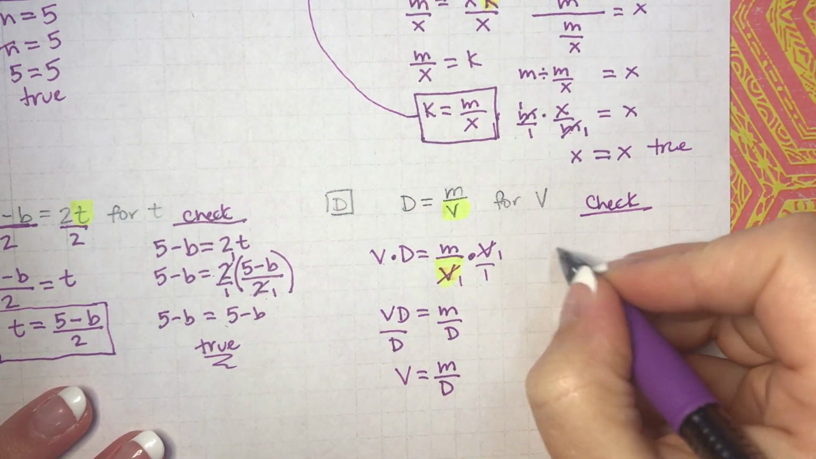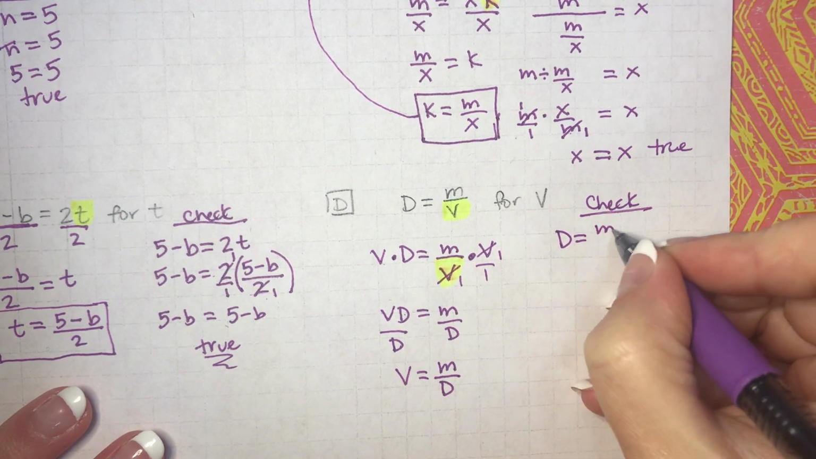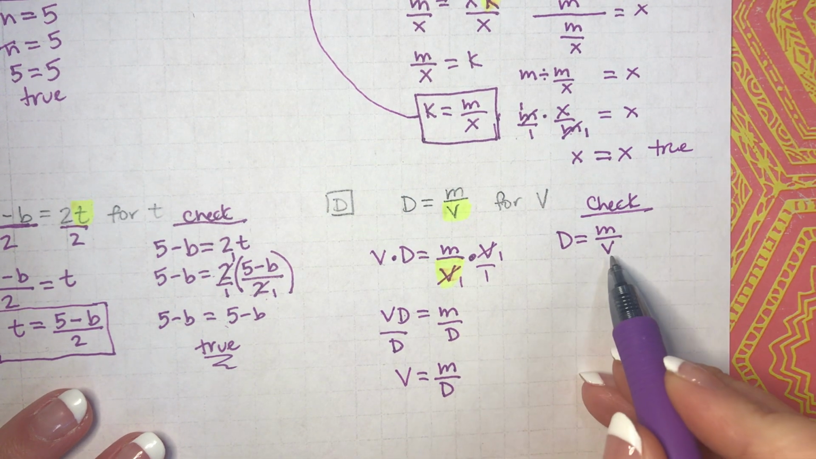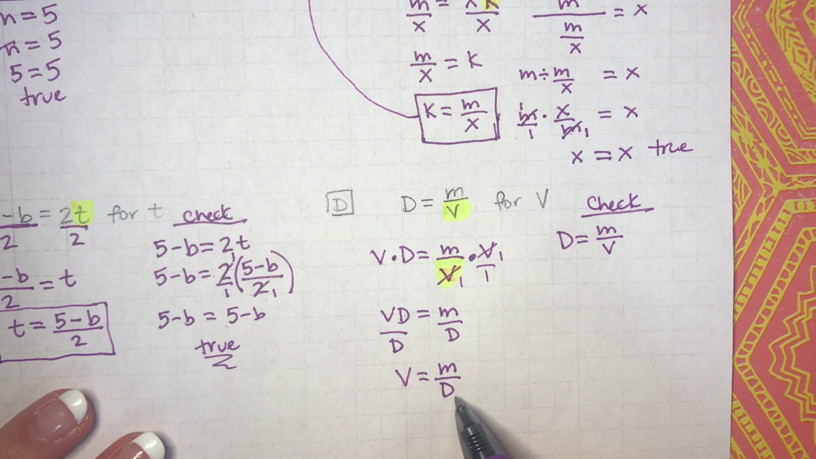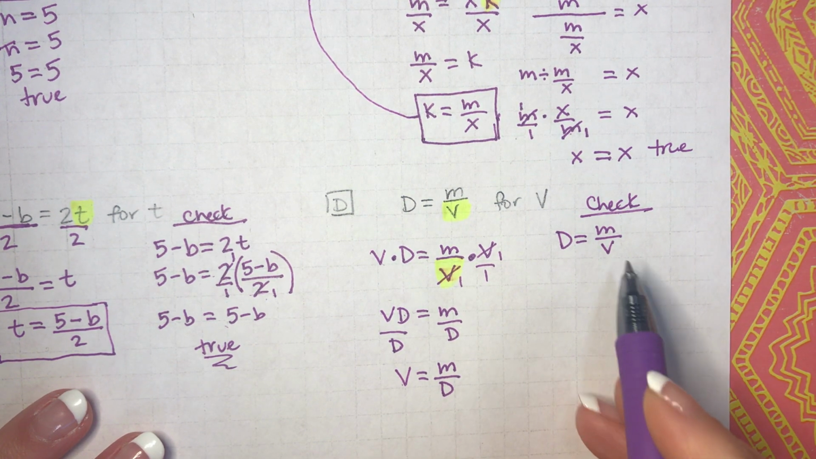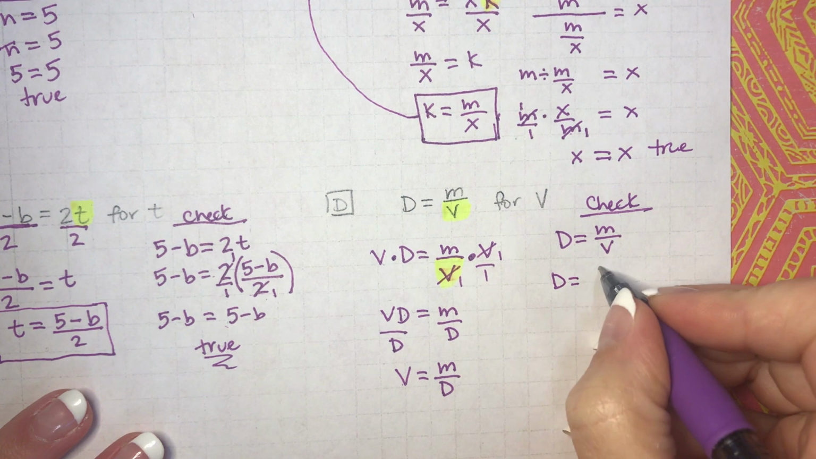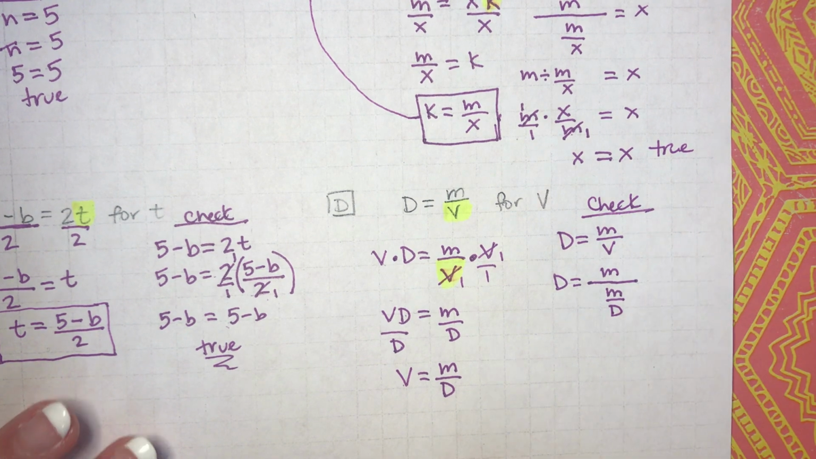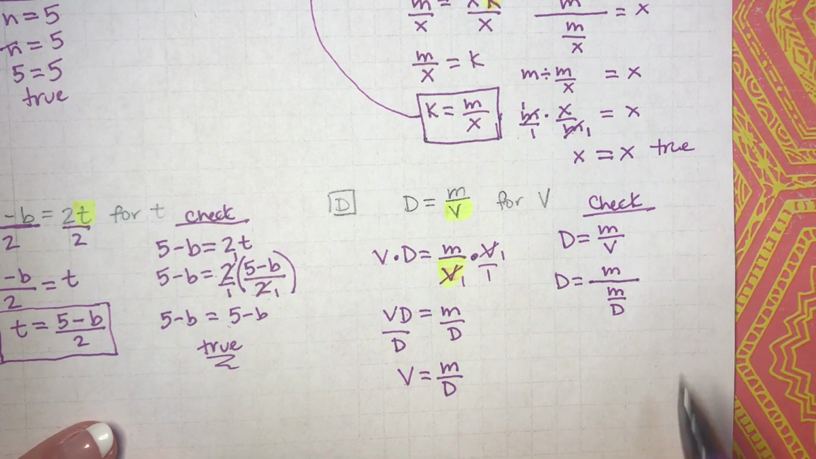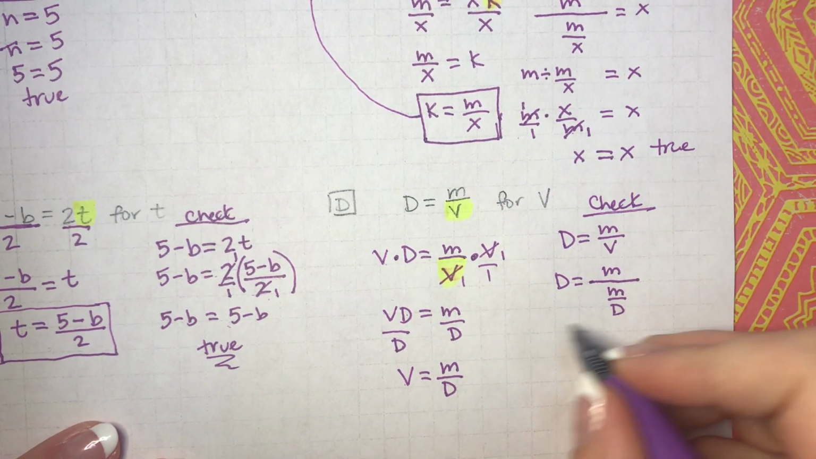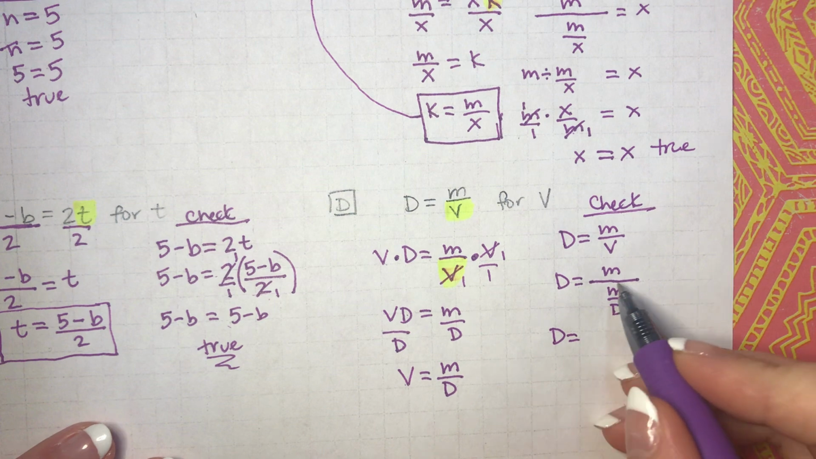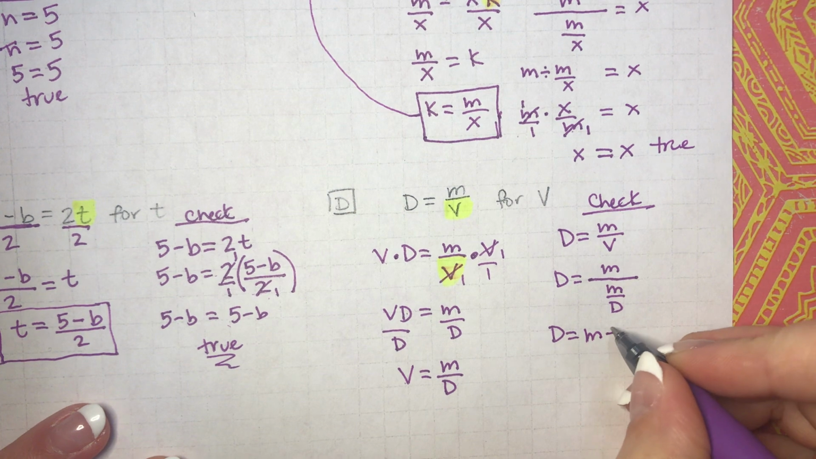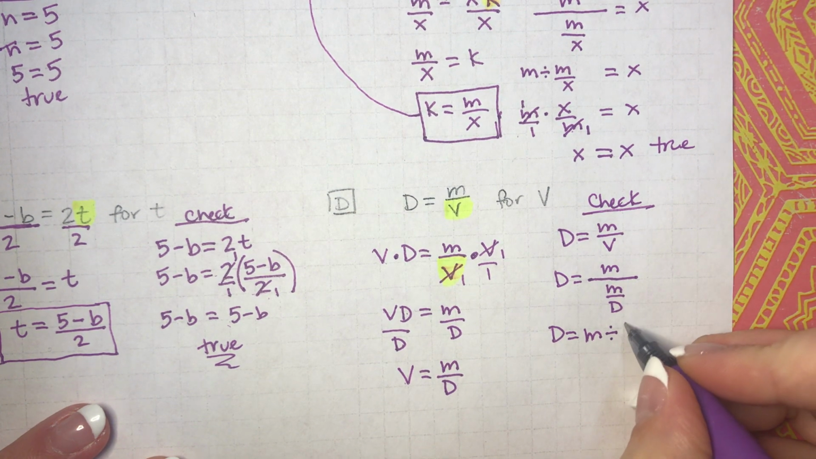So we're going to go ahead and write that original equation. D equals M over V. And then we're going to substitute what V equals in right there. So V is the same thing as M divided by D, so we're going to substitute that in there for V. So we have D equals M divided by M divided by D. And this is a complex fraction, but it's okay. Even though it looks a little intimidating, we're just going to rewrite it, and we're going to go old school with it. We're going to say M divided by, old school division, M over D.